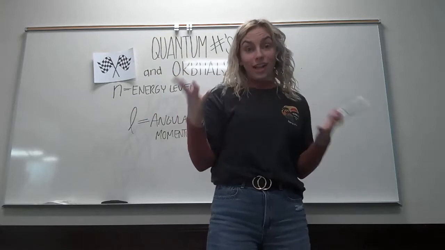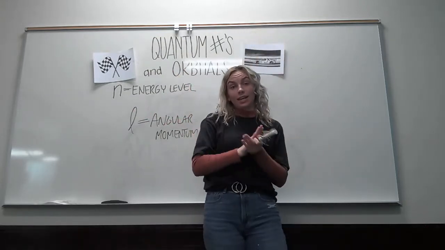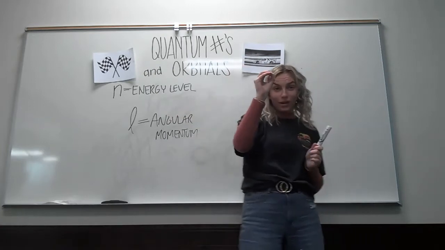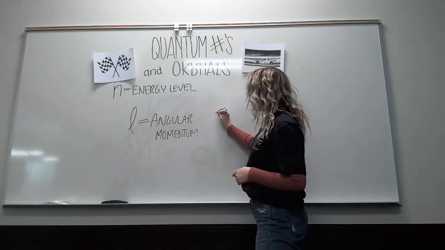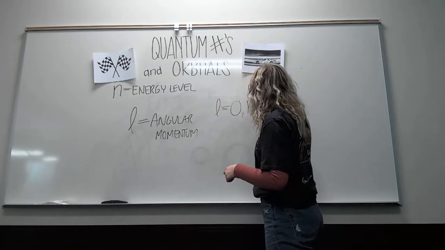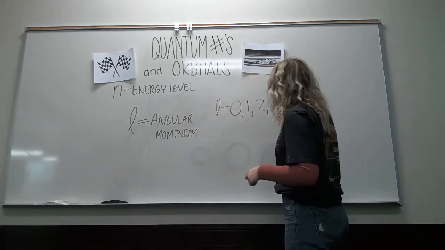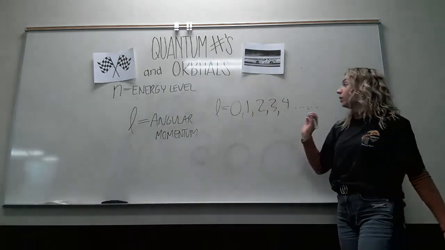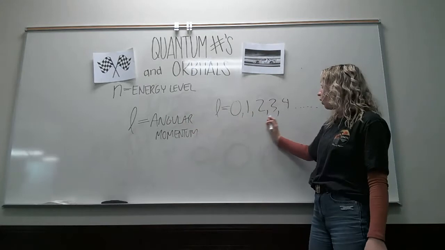If it has electrons, then it has energy. So it has to be at least n equals 1, but this is not the case for L. For L, we can start right at 0. So all the different possible L numbers are 0, 1, 2, 3, 4, and it can just go on and on and on. But the main thing we will talk about is the first 4.